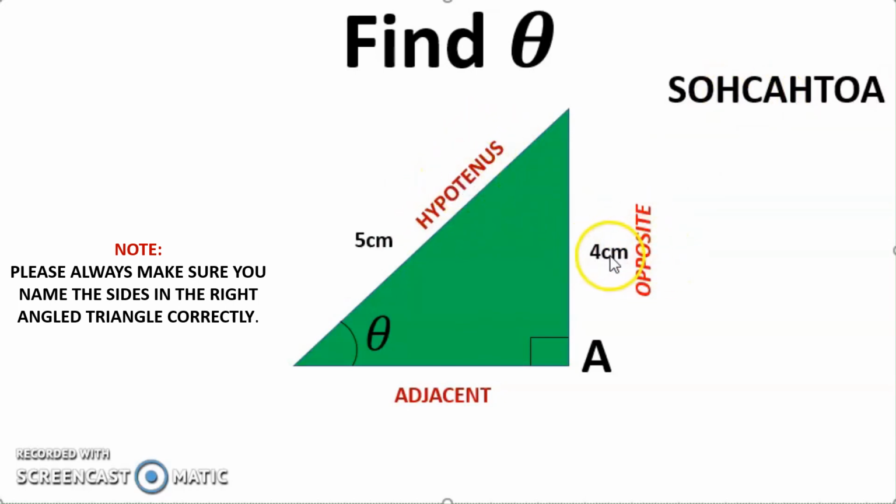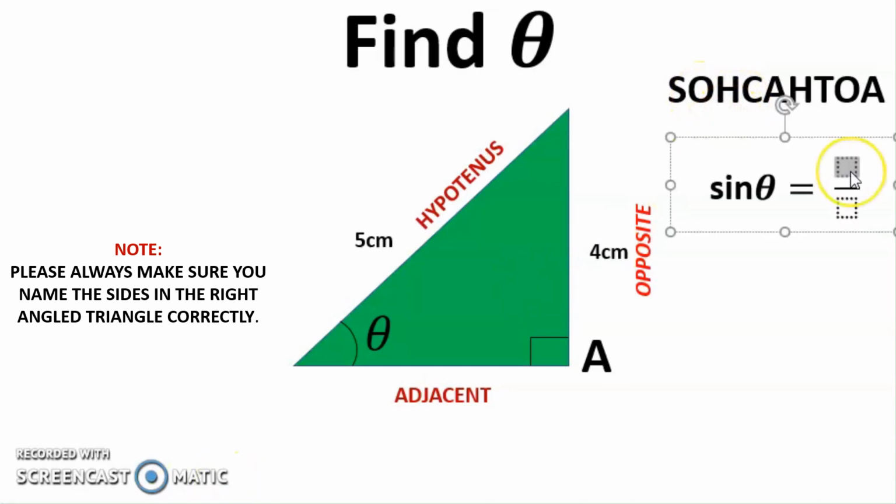Now, since opposite and hypotenuse are known, they are given. Opposite is 4 centimeters, hypotenuse is 5 centimeters. Since opposite and hypotenuse are given, we are going to use SOH, which is sine theta equal to opposite over hypotenuse. So we are going to put opposite over hypotenuse.